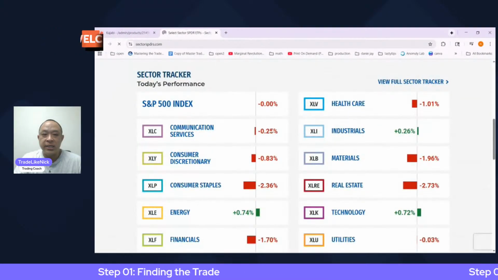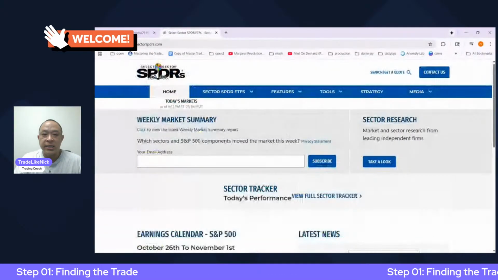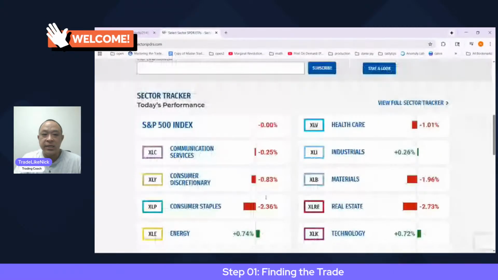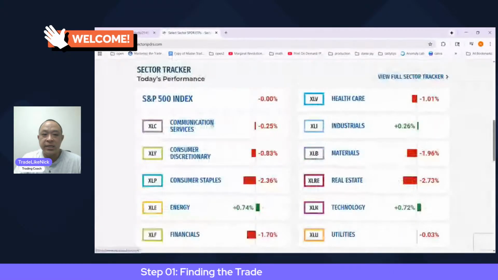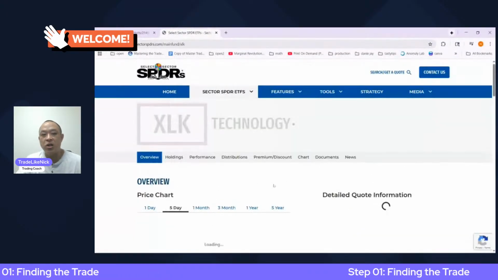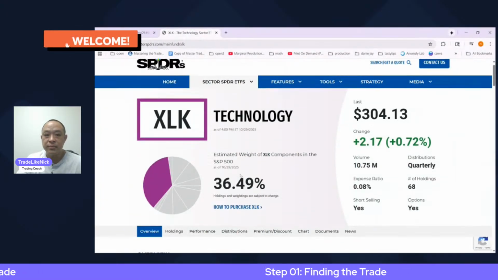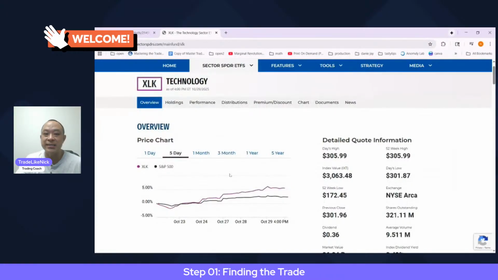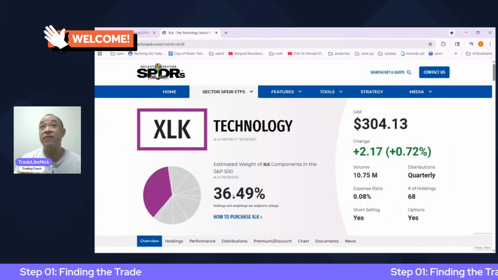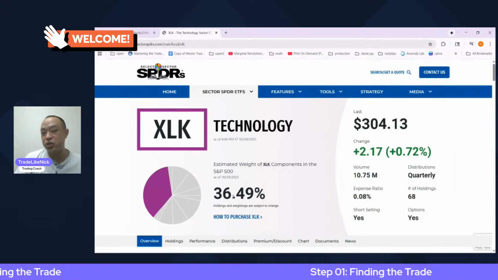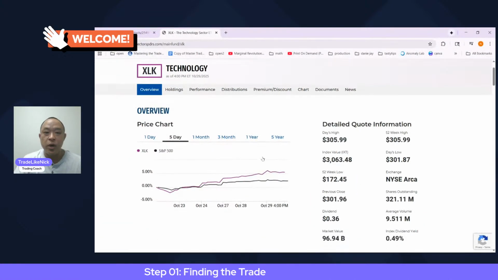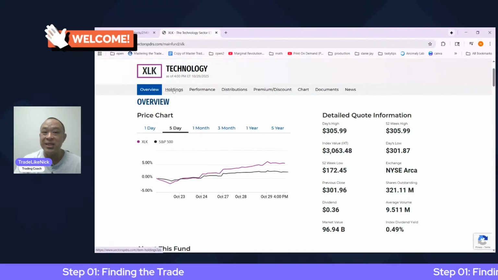This quickly gives me a snapshot of how the overall market did that day and what sectors did well. And you can easily say, the technology sector was up today. If you click on the technology sector, you can see it makes up 36% of the S&P 500. So it's very heavily weighted, right? You can even trade these sectors. Just type in XLK.